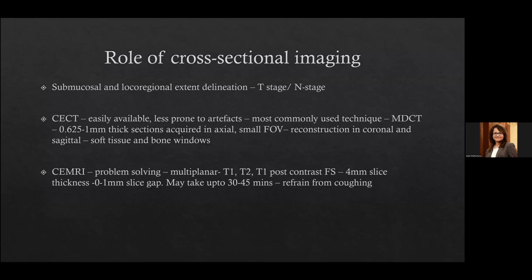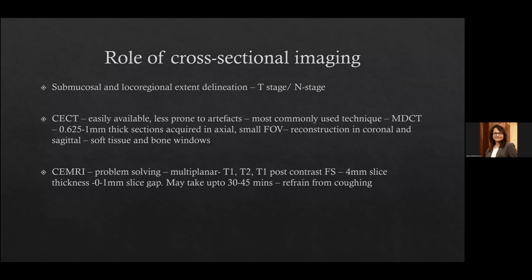Most commonly we use 0.625 to 1 millimeter thick sections, which are very, very thin sections. They are acquired in axial plane in a small FOV. Then we reconstruct them in the coronal and sagittal plane to look at the extent of the disease in total and for the measurement of the disease also.